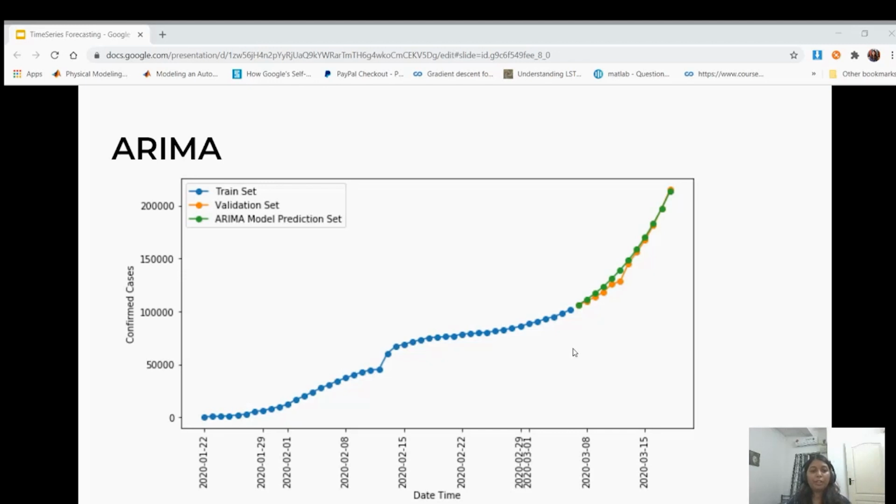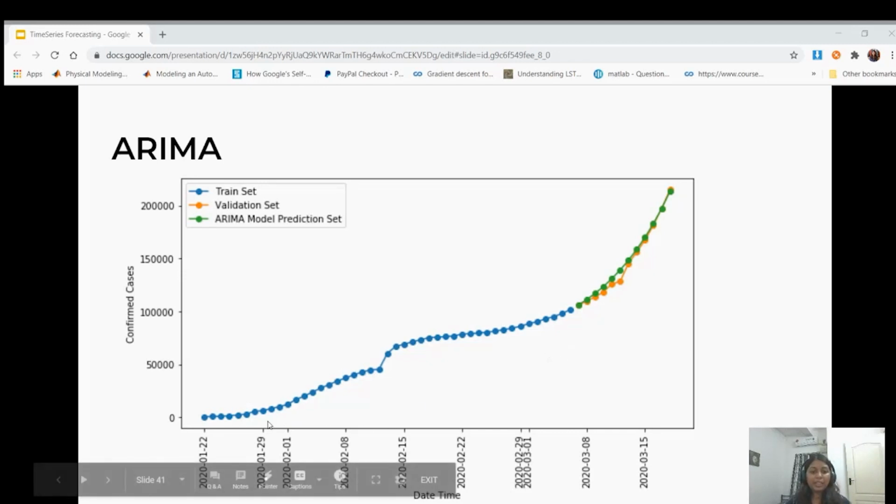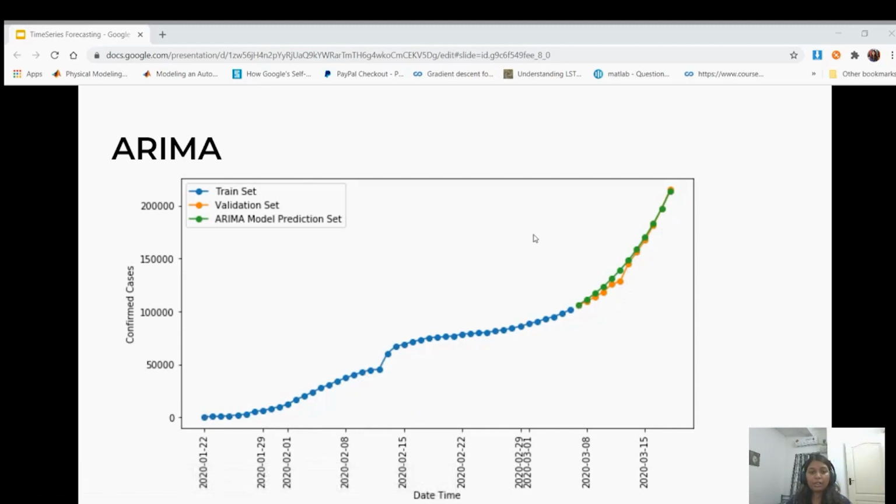Now, if we want to plot it, it will look something like this. So you can see we trained until this point, and then we validated on these orange points, and the green points are your predictions. So we can see they're quite close, and the RMSE value is going to be quite low in the case of ARIMA.